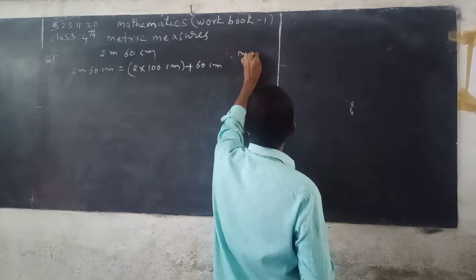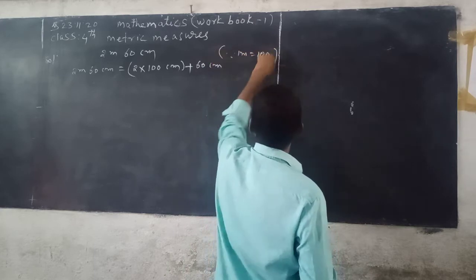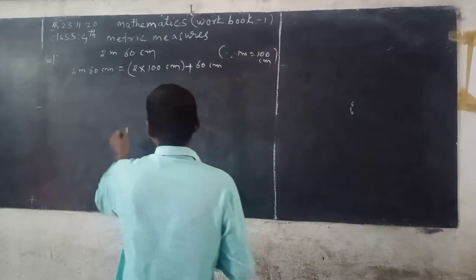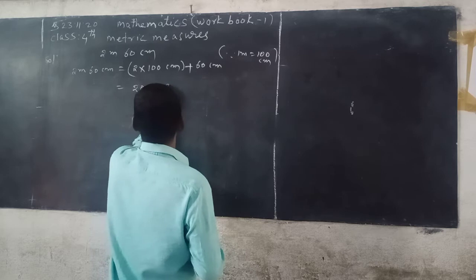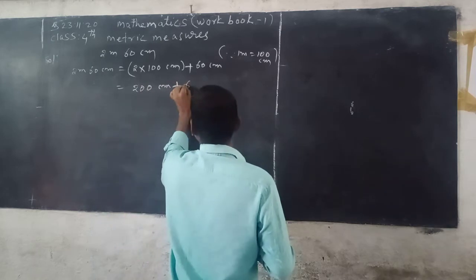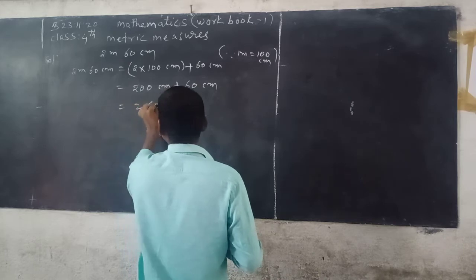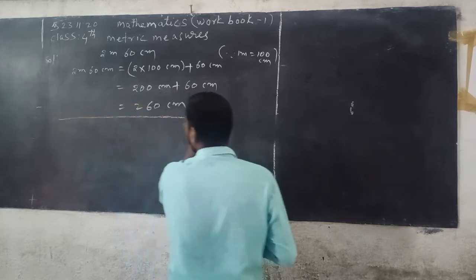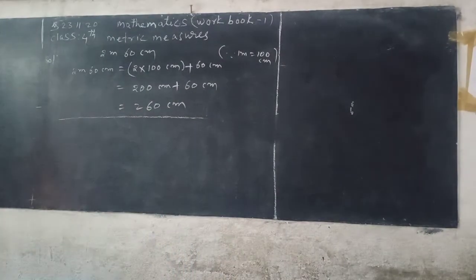1 meter is equal to 100 centimeter. See here, 2 into 100 you can get 200 centimeter plus 60 centimeter. So total 260 centimeter. So then you can write here 260 centimeter.